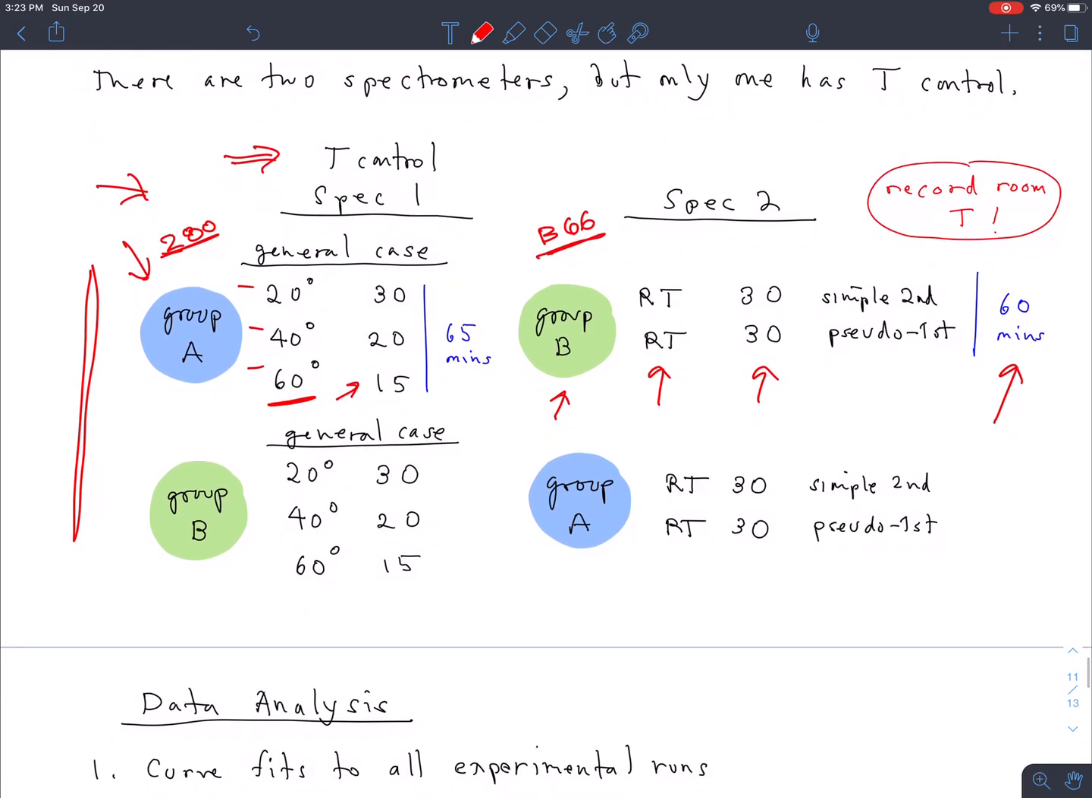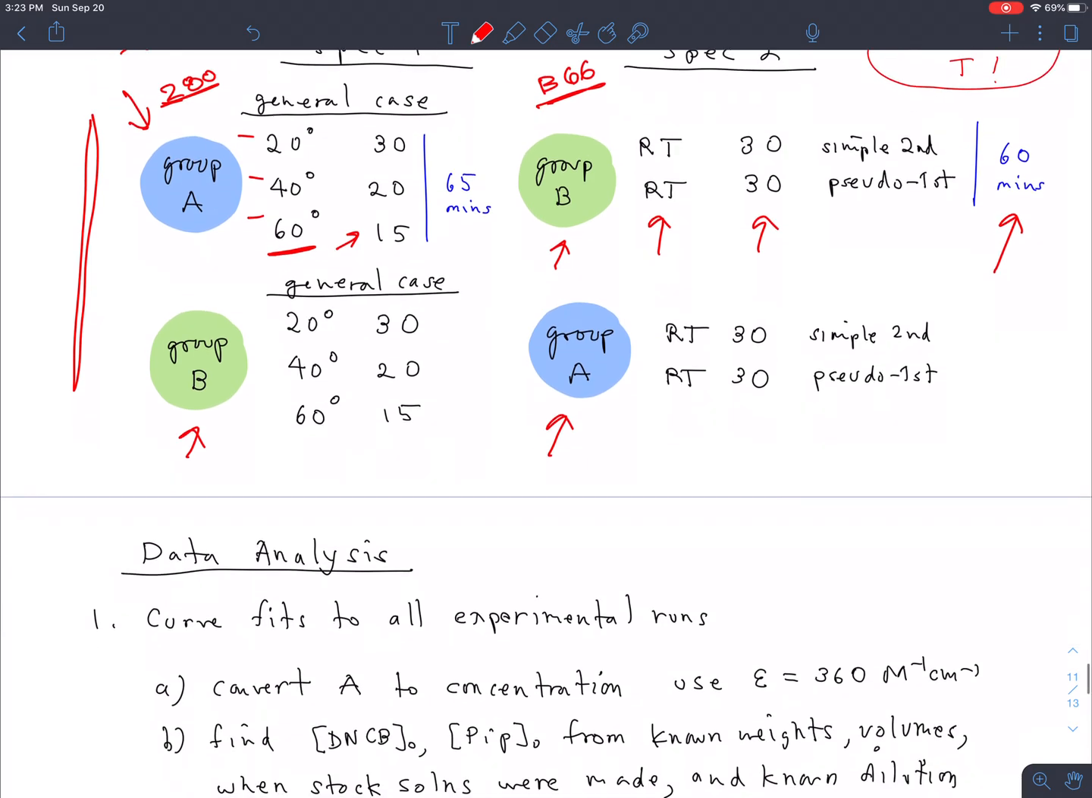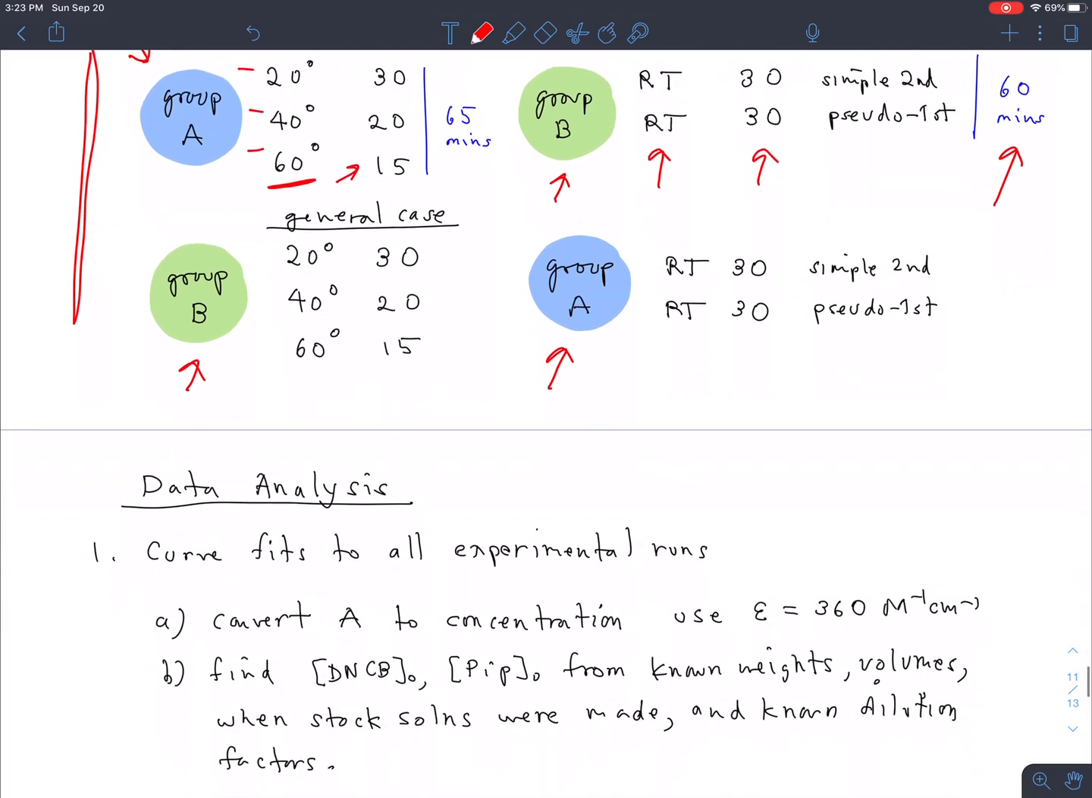Then the two groups switch. Group B comes up to 280, Group A goes down to room B66, and we just repeat everything with the spectrometers switched.